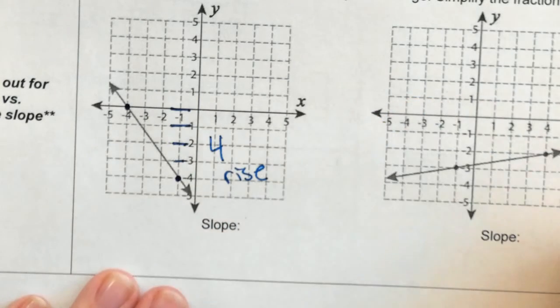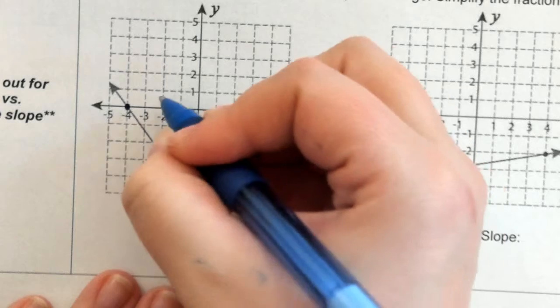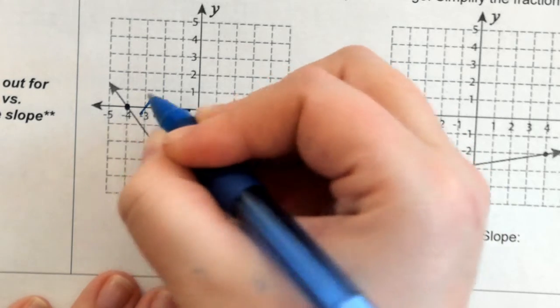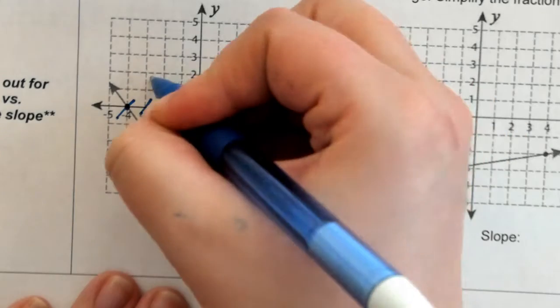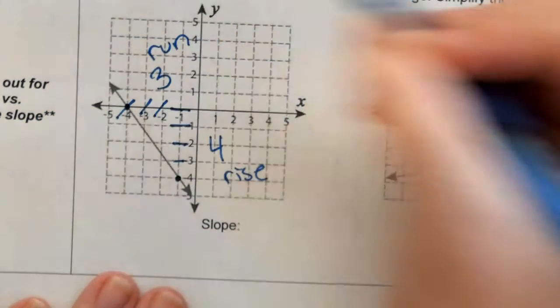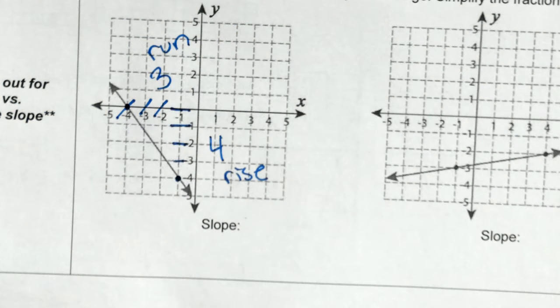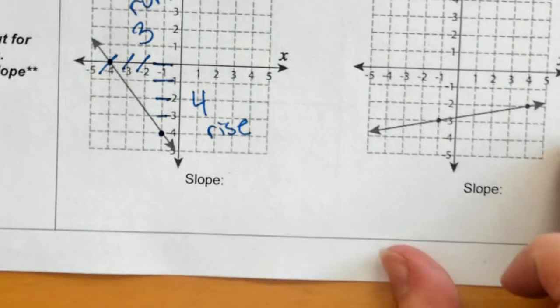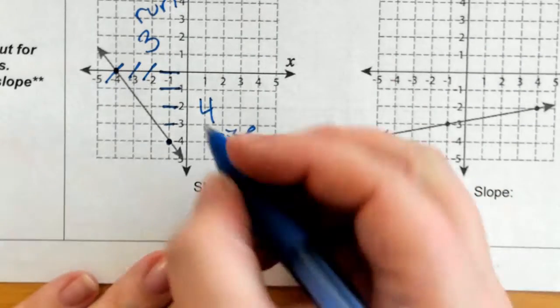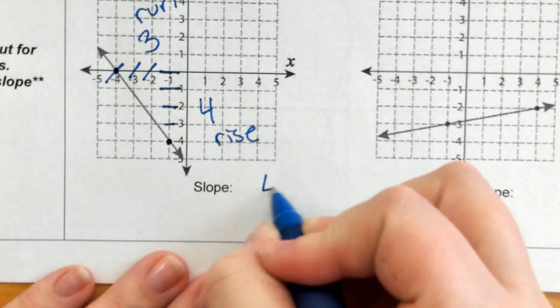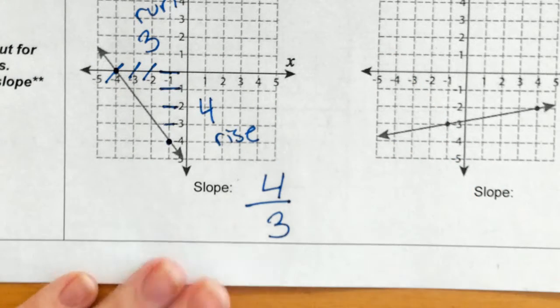That's my rise. Then I would take a turn, and I would go 1, 2, 3 spaces over. That's my run. That's how many spaces over I'd have to go. So if I go to write my slope, slope is rise over run. So my slope is 4 over 3.